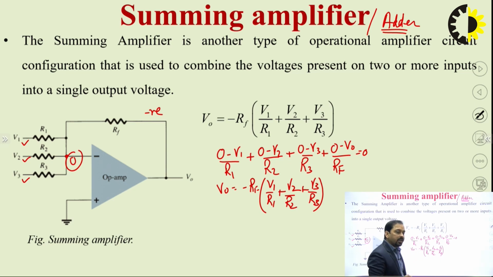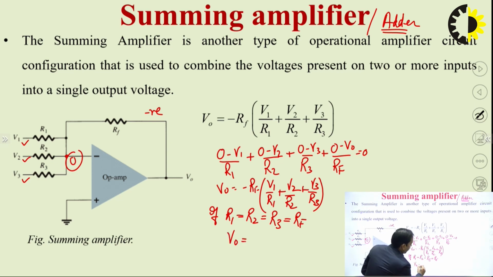Now the specific case: if R1 equals R2 equals R3 and they are equal to the feedback resistance RF, then the result we achieve is V0 equals minus (V1 plus V2 plus V3).